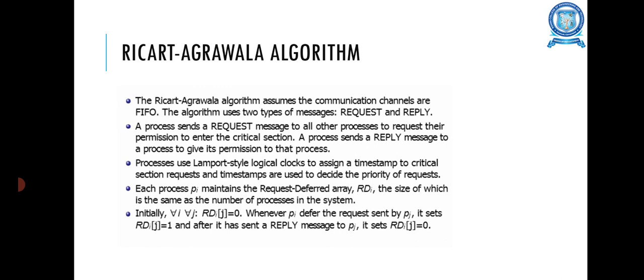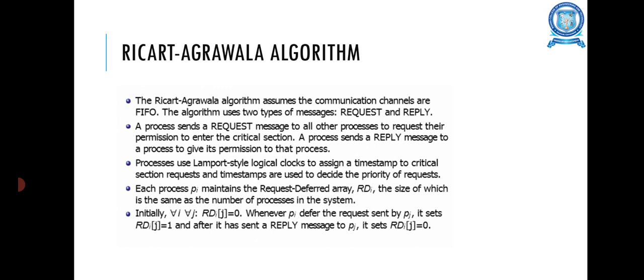Ricart-Agrawala algorithm. The Ricart-Agrawala algorithm assumes the communication channels are FIFO. The algorithm uses two types of messages. The first one is request and the second one is reply. A process sends a request message to all other processes to request their permission to enter the critical section. A process sends a reply message to a process to give its permission to that process.